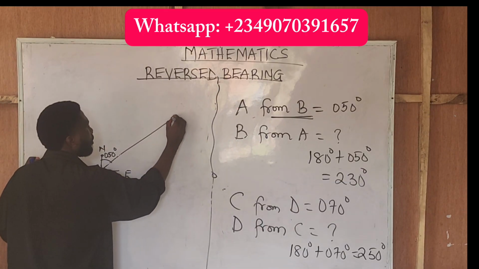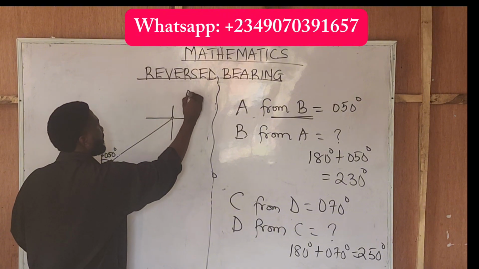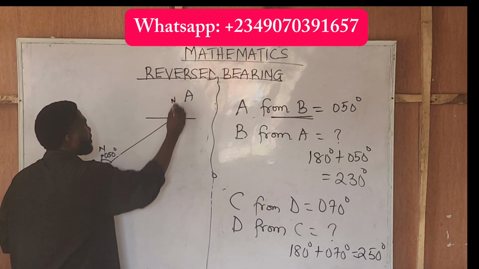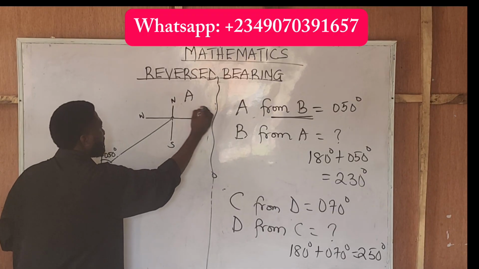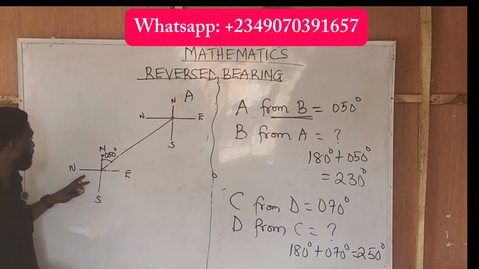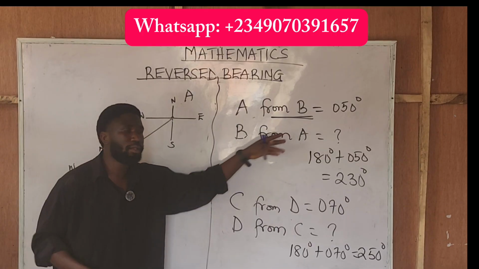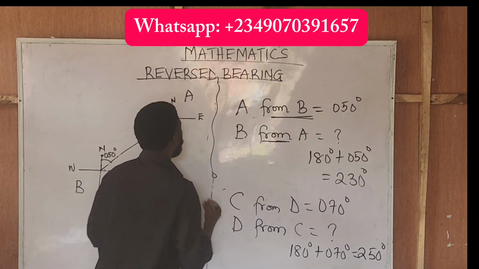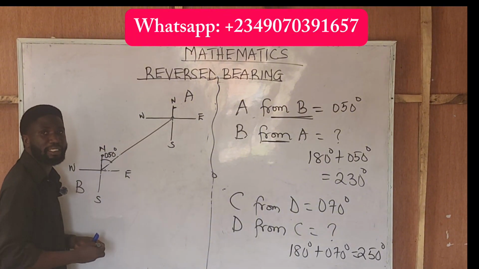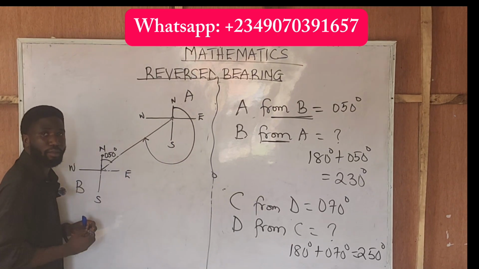Then locate another 4 cardinal points, and this is point A. Here is point B, here is point A. So for point A, I can just put north, south, west, and east. So the bearing of A from B is 50 degrees. So what is the bearing of B from A? From A. So this is A. Remember we said that the bearing now starts from the North Pole and it moves clockwise. So that will be from this now to where we have this line. That is what we want to get.